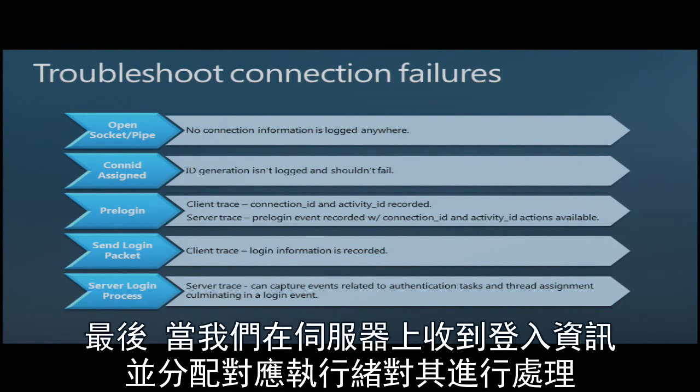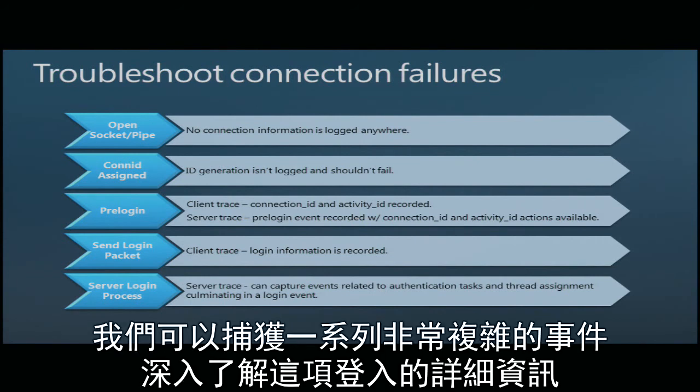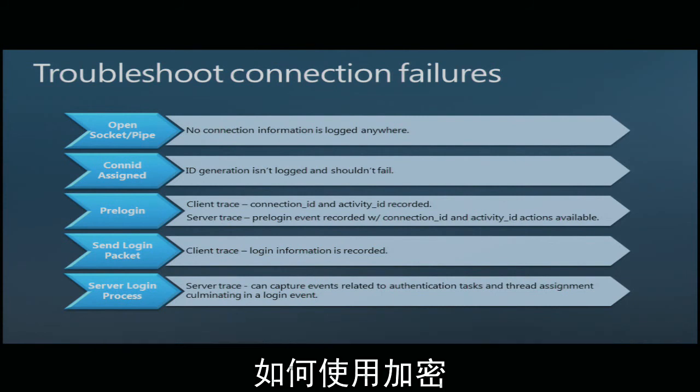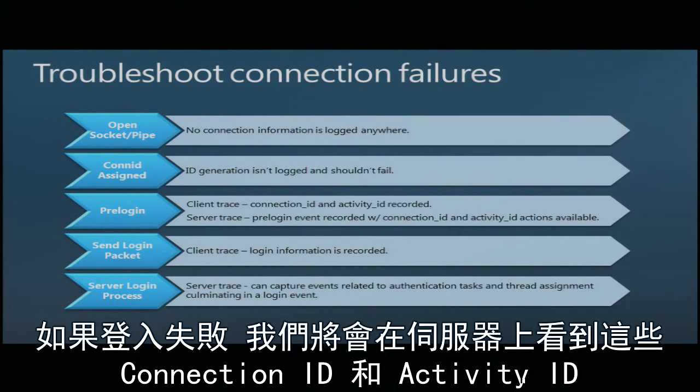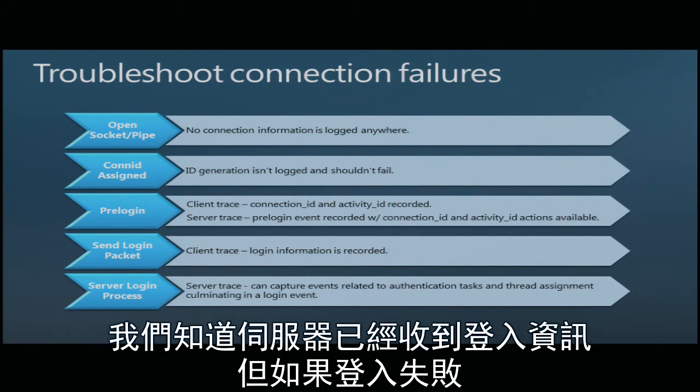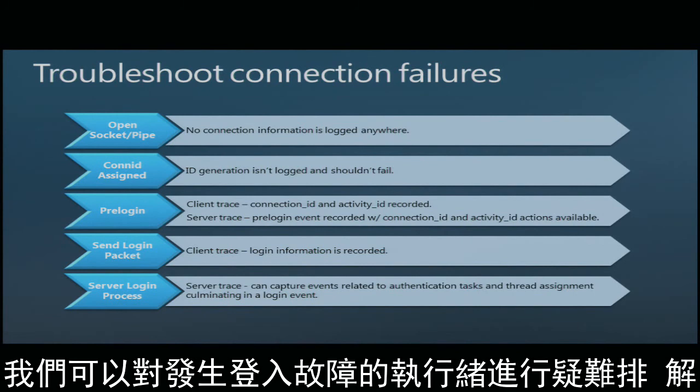And then finally, when we get the login on the server and we assign all of the threads to process it, we can capture a series of very complex events that look in great detail at what goes on in that login, about how we use crypto and how we pass authentication. And if we have login failures where we do see these connection IDs and activity IDs on the server, we know that we got the login information, but if login isn't successful, we can go and troubleshoot exactly where in the process of login the failure happened.